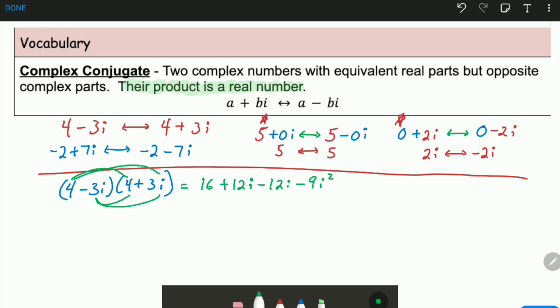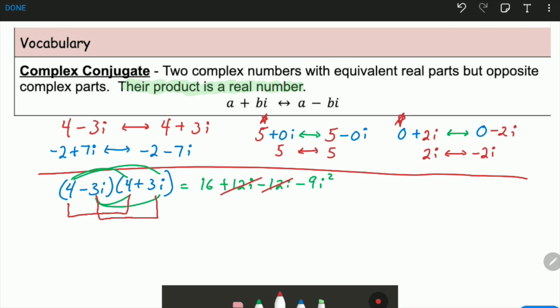Now, if you are multiplying by the conjugates, the 12i and the negative 12i, the middle two terms should always cancel out. If they're not canceling out, something went wrong. And in fact, you can actually use this as a shortcut. When you multiply conjugates, all you really have to multiply is the first times the first and the last times the last, because the middle terms will cancel out.